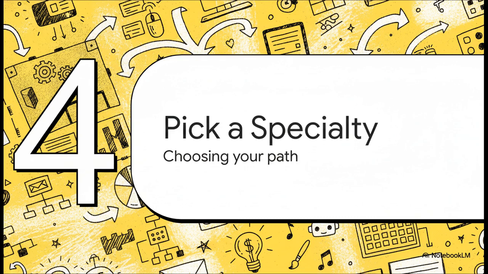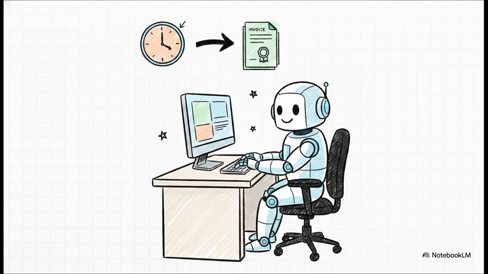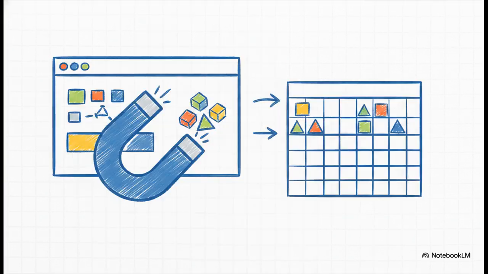Section 4, picking your automation specialty. Let's choose your path. Once you have those basics down, you get to choose a specific path based on your own goals. Let's say you're focused on office productivity. You'll want to learn robotic process automation, or RPA. Tools like UiPath or Blue Prism let you train digital robots to actually mimic human actions on a computer screen. It's wild. They can log into a portal, copy data from a timesheet, and paste it directly into an invoice, mimicking your exact clicks.